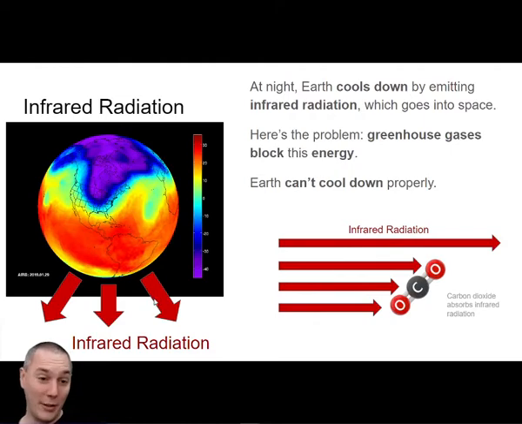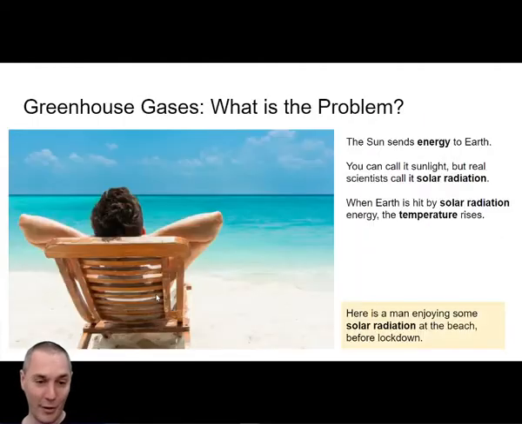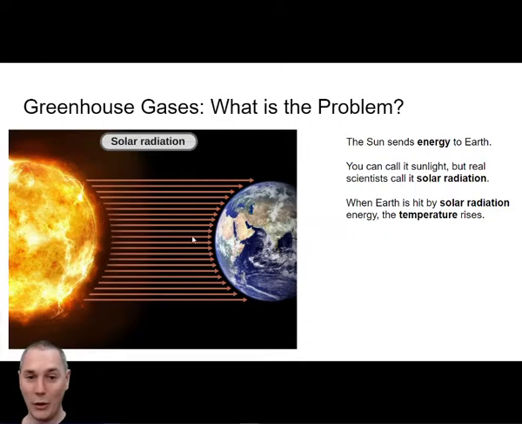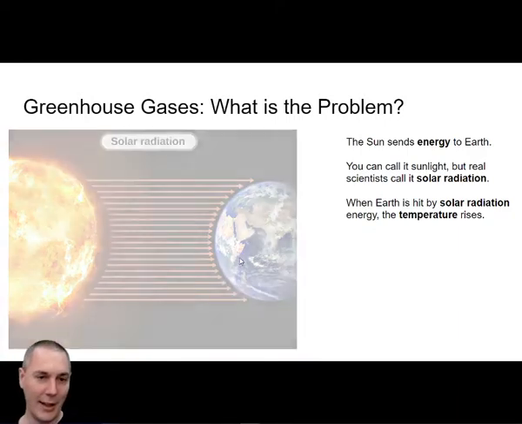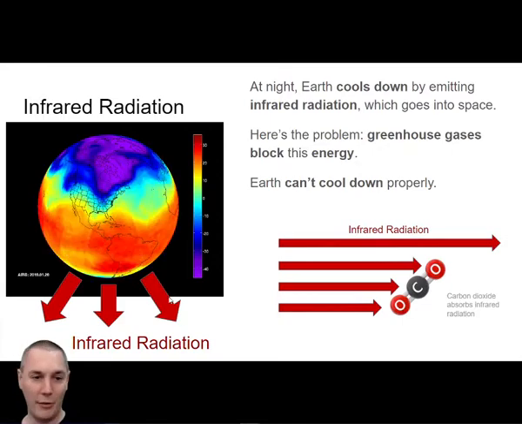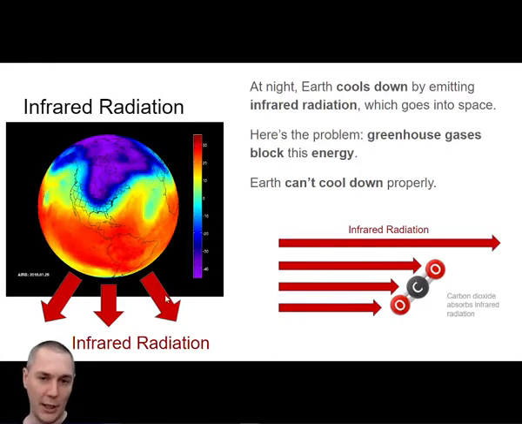If it didn't lose this infrared radiation, then obviously the solar radiation would just continuously heat up planet Earth and it would just get hotter and hotter and hotter. So there's a balance there. The solar radiation heats up planet Earth and the infrared radiation escaping will cool down planet Earth.